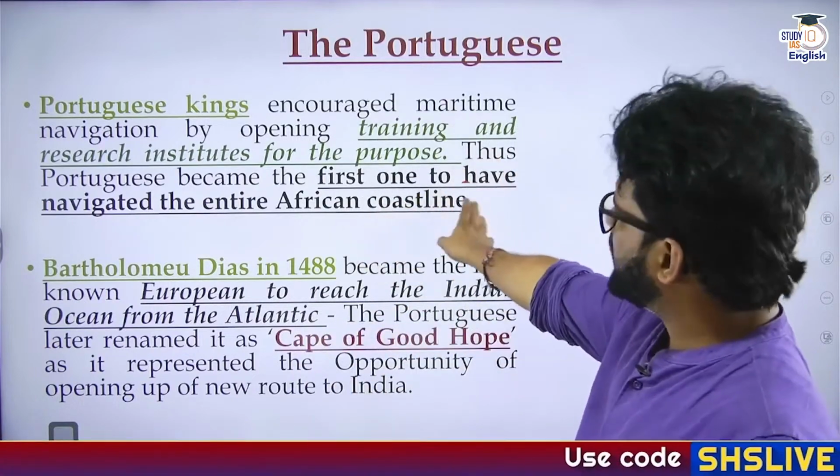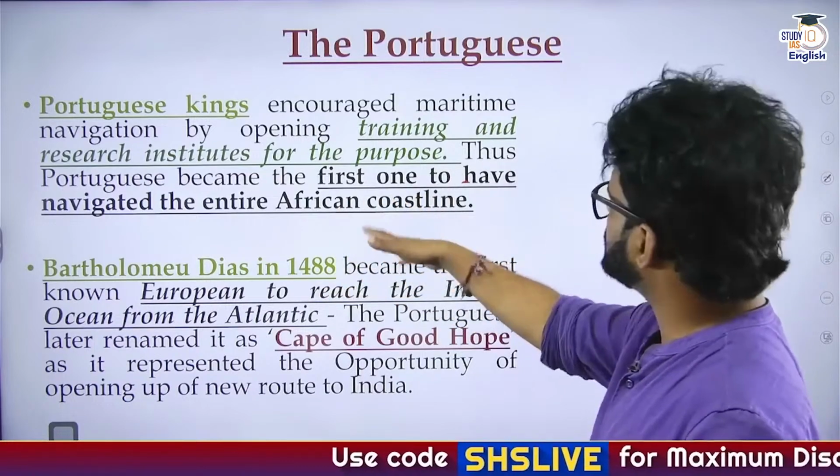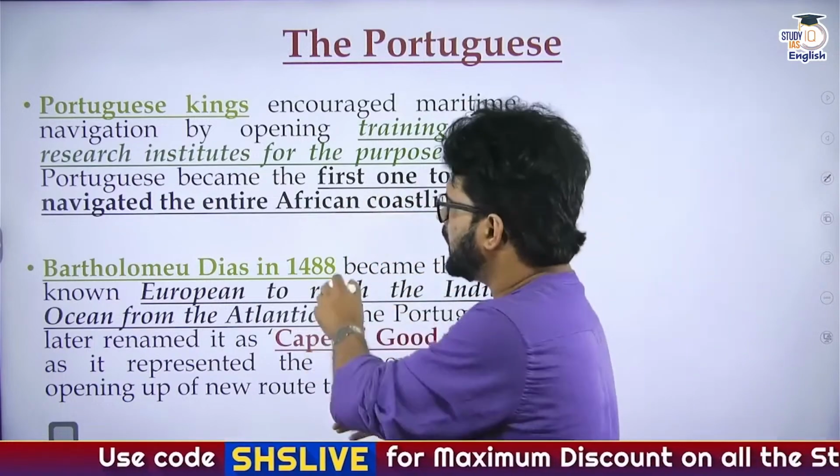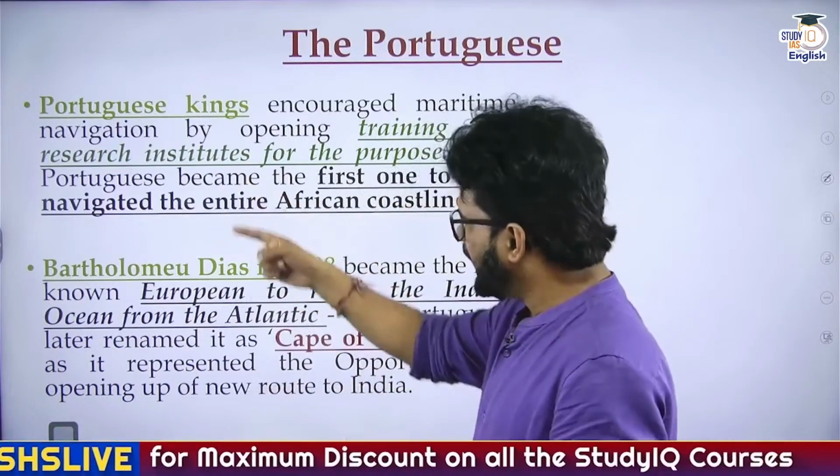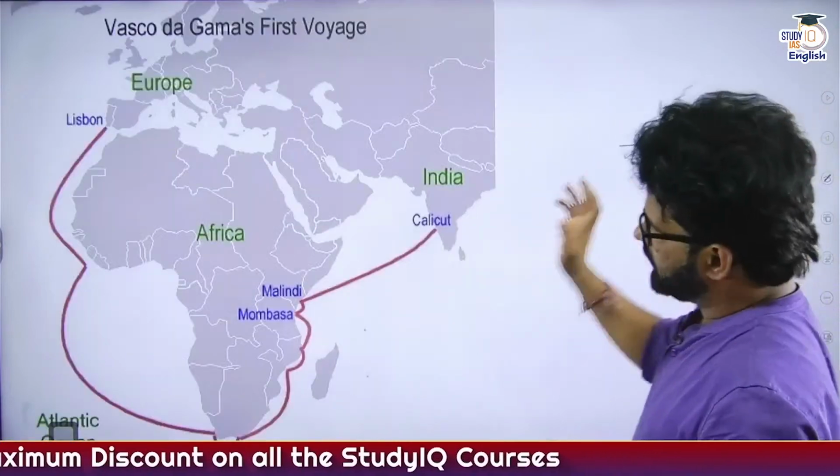So Portuguese became the first to have navigated the entire African coastline, and they did that. Bartholomew Dias, 10 years before Vasco da Gama came, went around the Cape of Good Hope. So Cape of Good Hope.